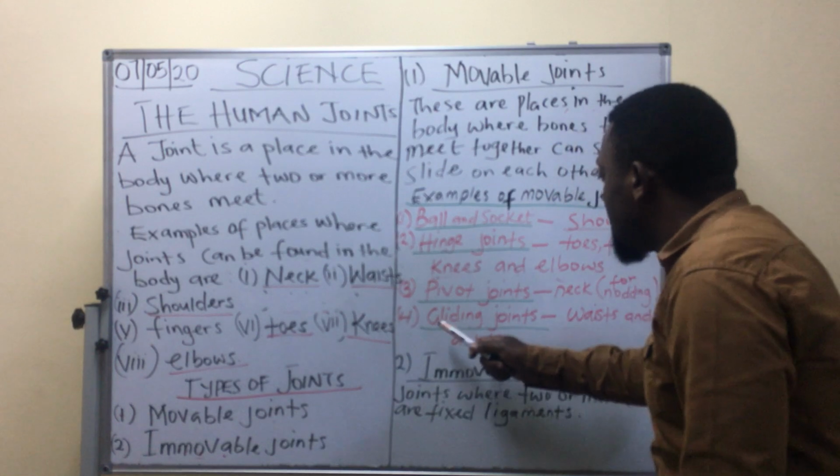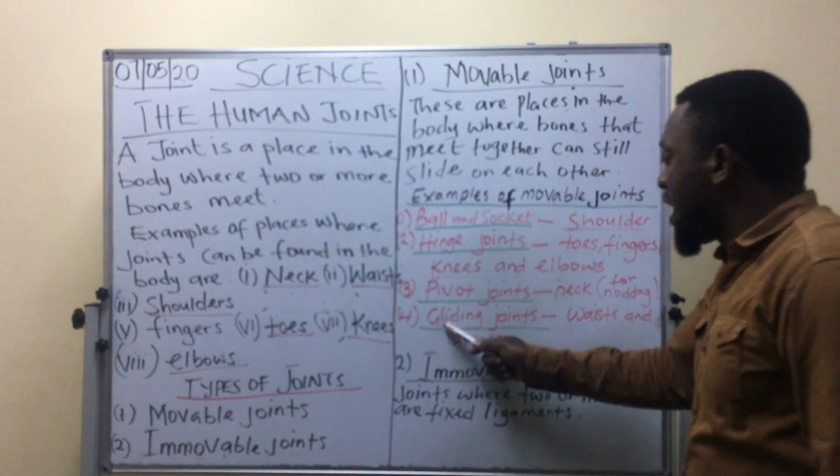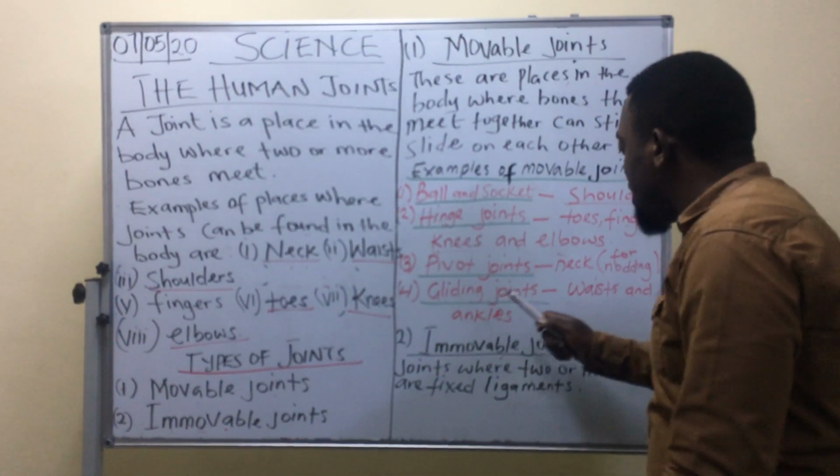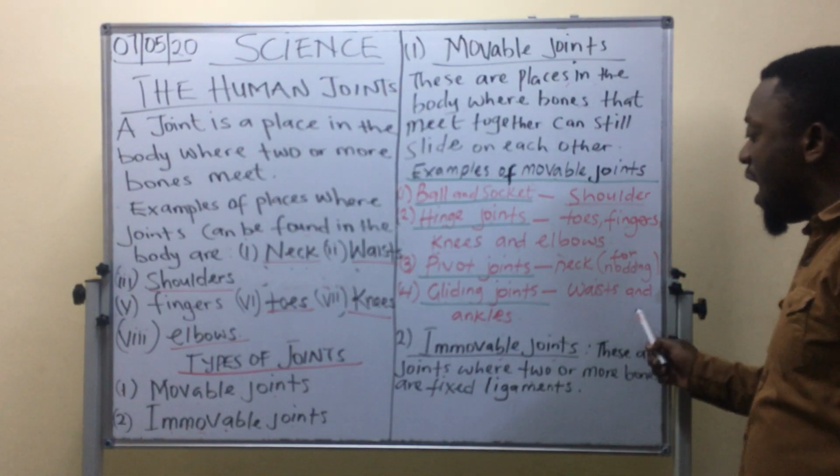Then the fourth one is the gliding joint. Where are gliding joints in the body? The waist and ankles.